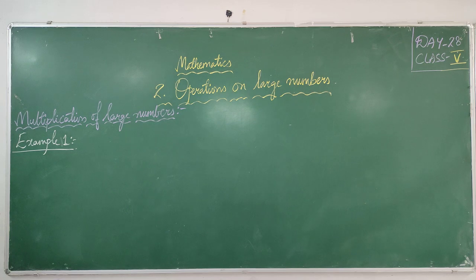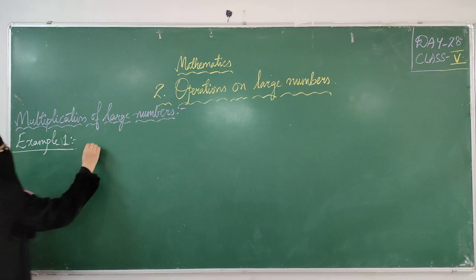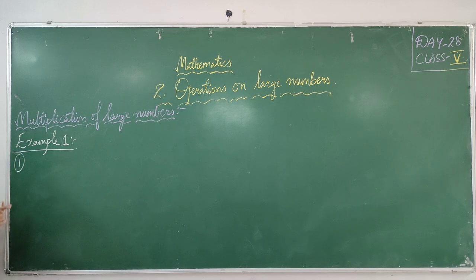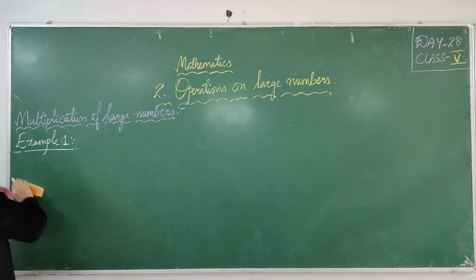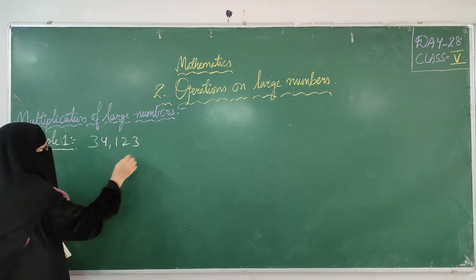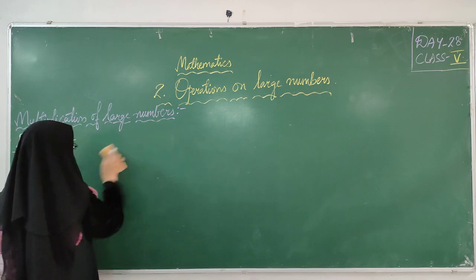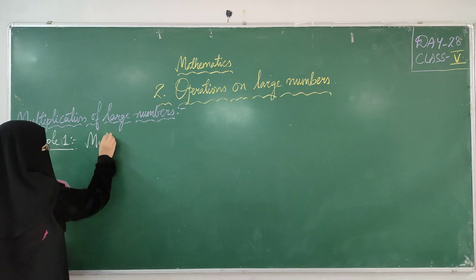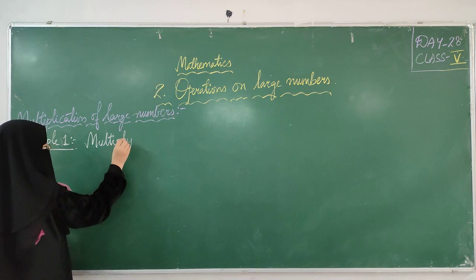We will see one question. We'll see how many digits: 4 digit, 5 digit with 1 digit, 5 digit with 2 digit multiplication. Okay. 34,123, we'll write here only. 34,123 multiply. Find the product, which means you have to do multiplication only.